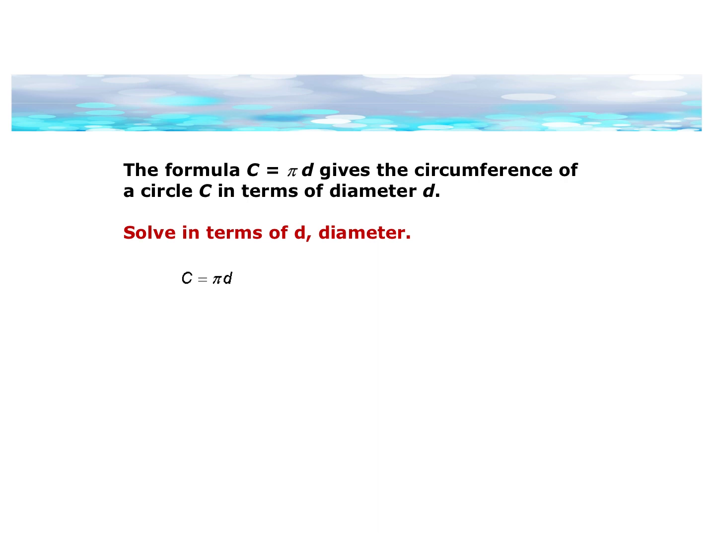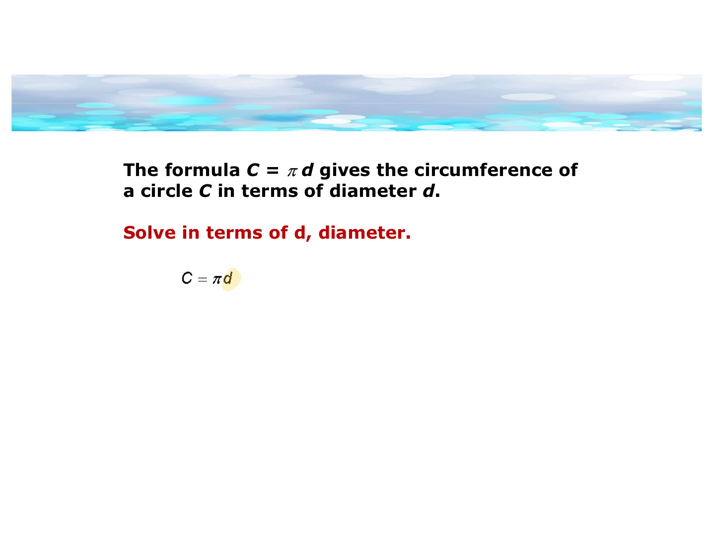Alright, so the next example, we have the formula C equals pi d. It gives the circumference of a circle C in terms of diameter d. They want us to solve in terms of d. So I'm going to highlight that letter and say, hey, they want us to solve for that letter. Let's see what's going on.